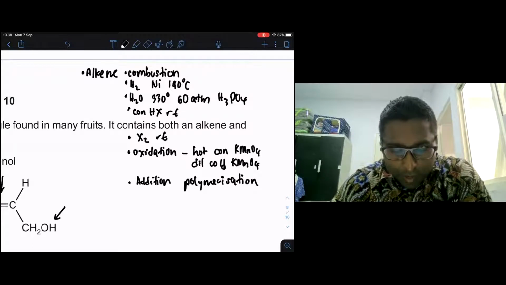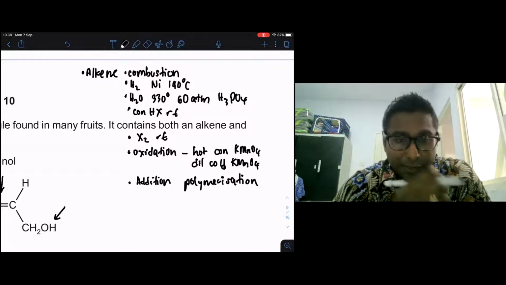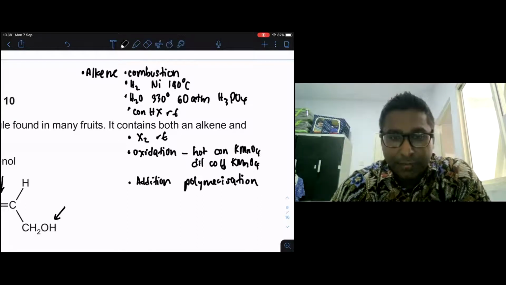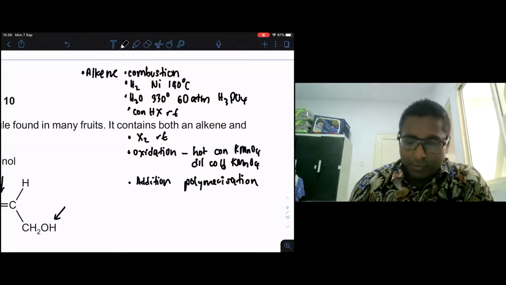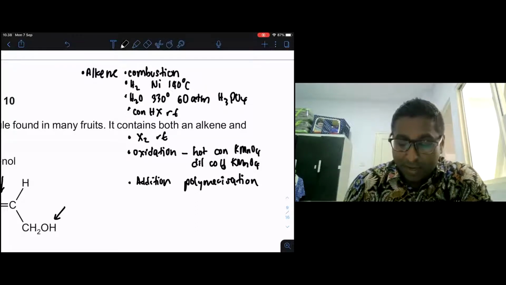We do also have alkene undergoing oxidation. There are two types of oxidation: hot concentrated acidified potassium permanganate, and also dilute cold acidified potassium permanganate. And the last one is addition polymerization.